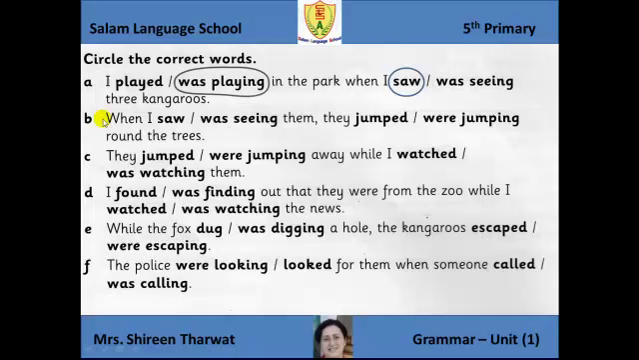Sentence B. When I saw or was seeing them, they jumped or were jumping round the trees. After when we put the second action, so we will say when I saw them, they were jumping. Here I express the first action in the past continuous.